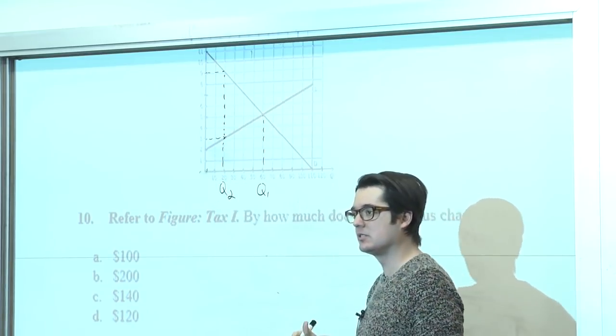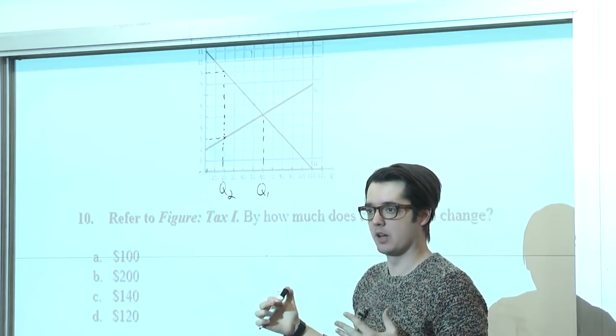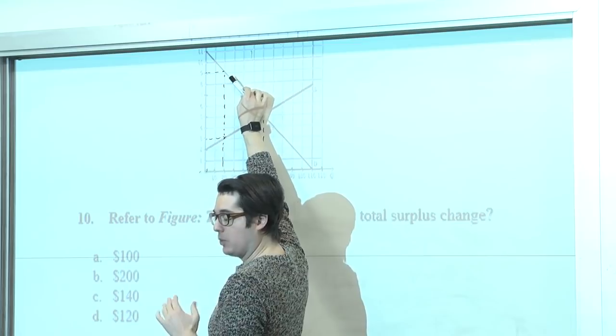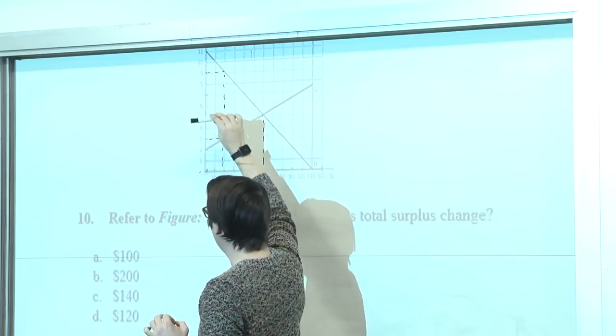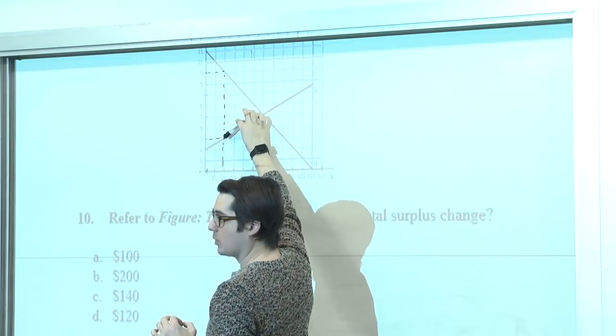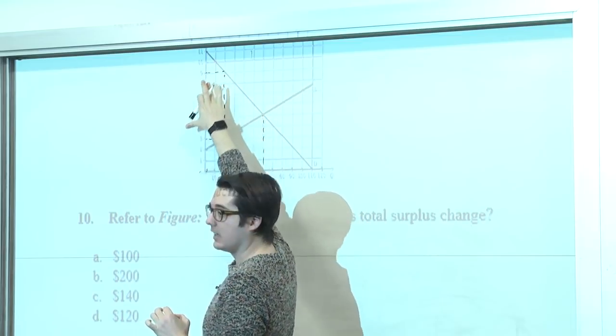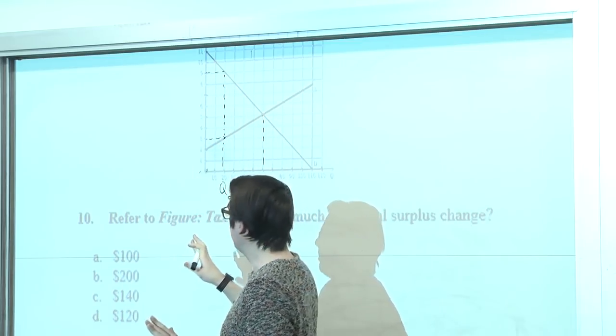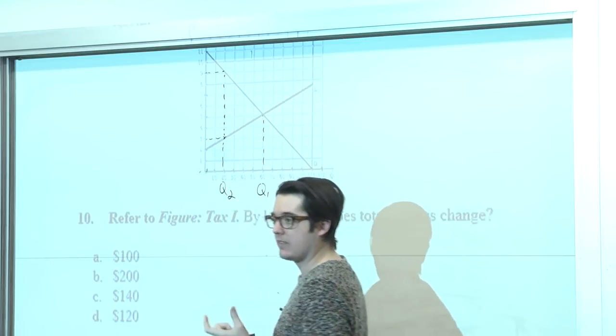Now, our initial total surplus in this market, remember, the total surplus is going to be the difference between how much you're willing to pay, which is your demand curve, above the amount that sellers are willing to sell, right? So this whole triangle initially was your total surplus. But now you're losing a lot of that surplus, right?